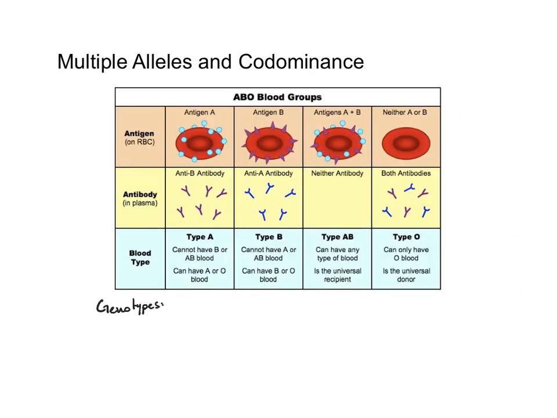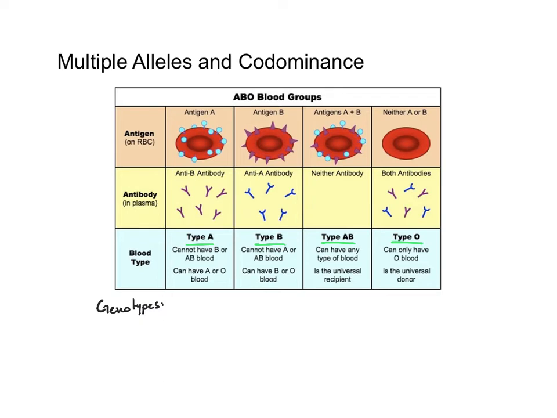Before we move on to doing a Punnett square that shows multiple alleles and codominance, let's review some information about blood groups or blood types. So if you recall, blood types can have different proteins on the surface of blood cells. And so in humans, the most common blood groups are type A blood, type B blood, type AB blood, or type O blood. And those are coded for by a genotype.